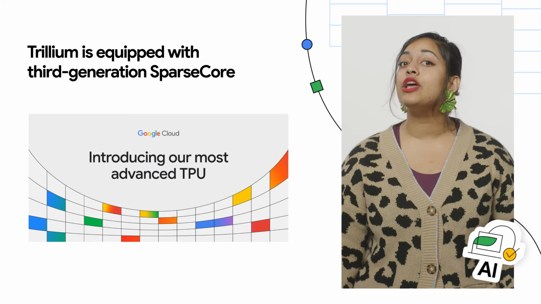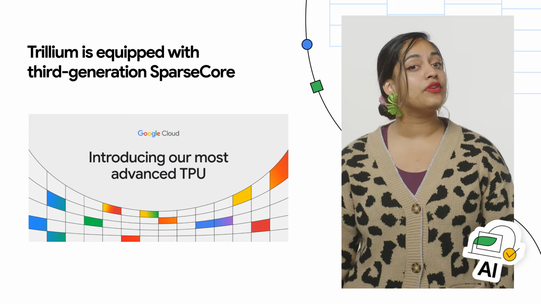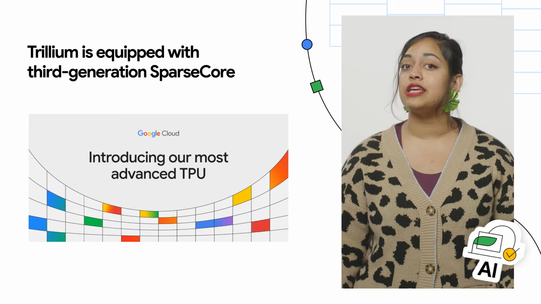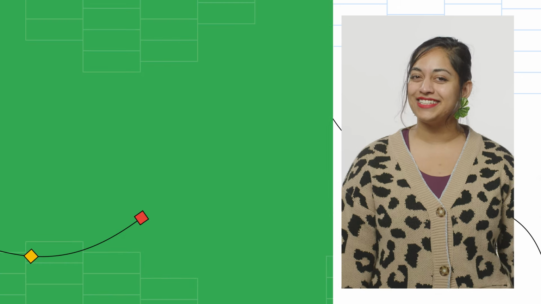Additionally, Trillium is equipped with third-generation SparseCore, a specialized accelerator for processing ultra-large embeddings common in advanced ranking and recommendation workloads. Learn all about Trillium in the post.